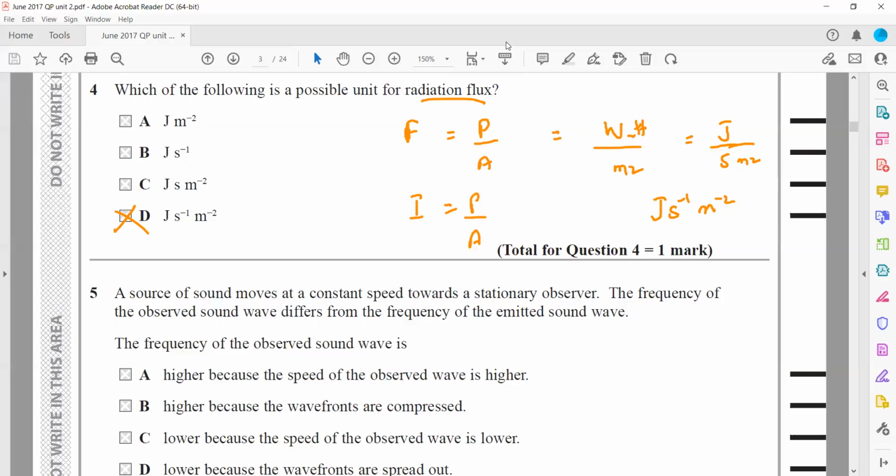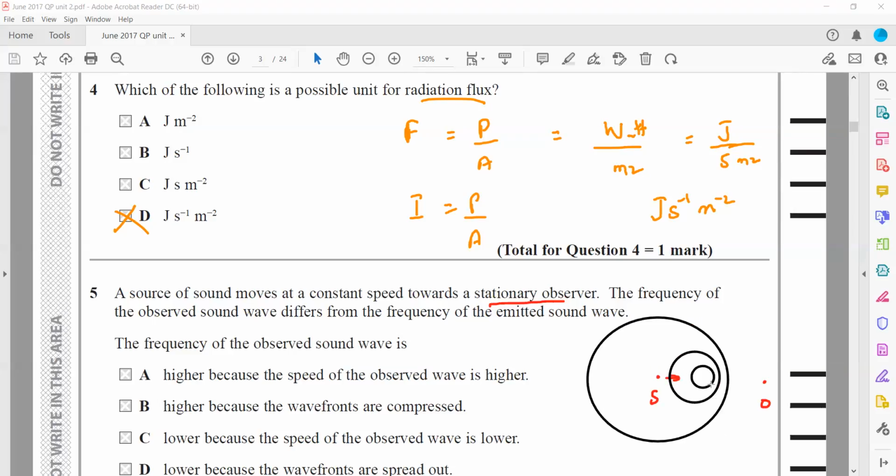The next question. A source of sound moves at a constant speed towards a stationary observer. So there's a Doppler effect, because due to relative motion the frequency which is heard changes. For example, if this is a source and there's an observer, the source is moving towards the observer. So what will be received by the observer here is a shorter wavelength and higher frequency. And if there was an observer away, observer 2, that will receive a longer wavelength and a lower frequency.